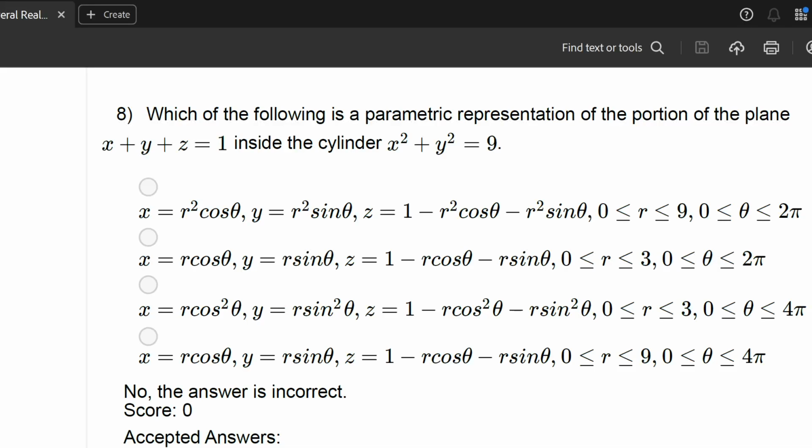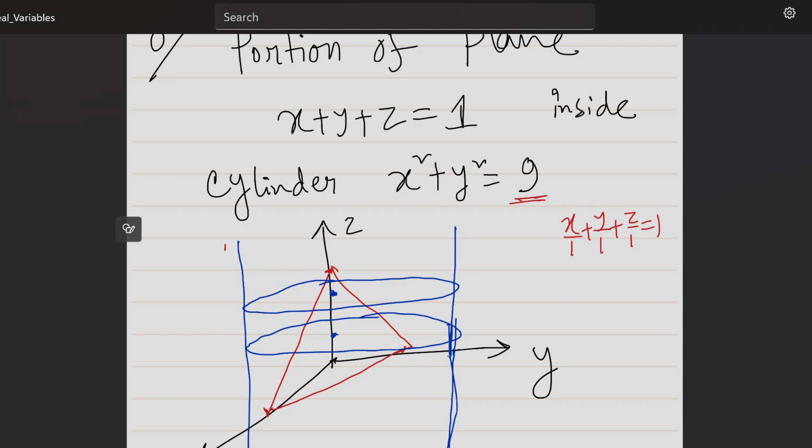Did you understand? Yes. There is no need to solve, nothing to solve here. I will just write x equal to r cos theta. Let me use the black pen. You have to do the cylinder parameterization first, because if you know the cylinder, then you also come to know the plane in terms of the parameter of the cylinder. So z equal to 1 minus r cos theta minus r sin theta.